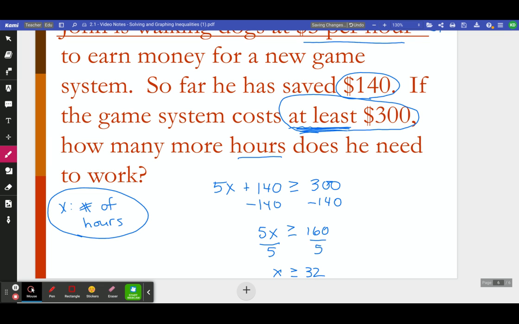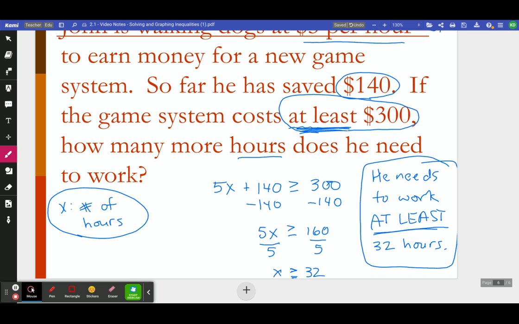All right, so our last step here is to interpret. Now, when we interpret, we're going to interpret not just the number, but also that symbol, right? So in this case, he needs to work not just 32 hours, right? That would not be a good interpretation. We need a word, something like at least, right? Same as it was in the problem, at least 32 hours. Because that greater than or equal to means at least. That's how we can convert it back into some sort of English sentence. So he needs to work at least another 32 hours. And that's how we interpret or answer an inequality problem.